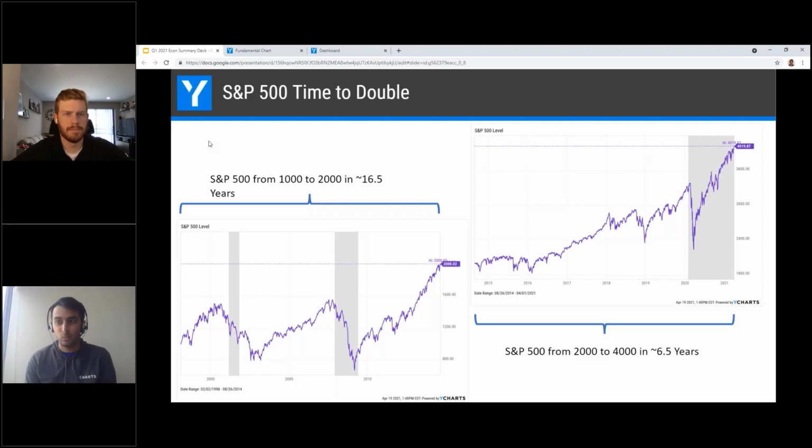You could see in the chart, we have the recessionary periods highlighted here in gray. And that was a time when there were two recessionary periods, which is likely why it took longer for the market to double. This time around, though, even going into a recession that we're in right now, it took only 6.5 years to double from 2,000 to 4,000. So, Connor, any bets on the next double to get us to 8,000?